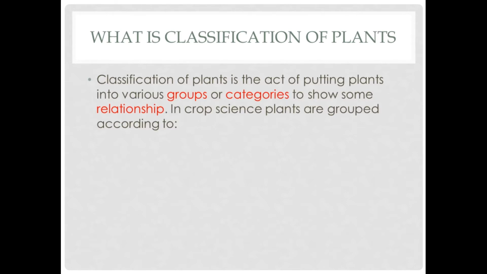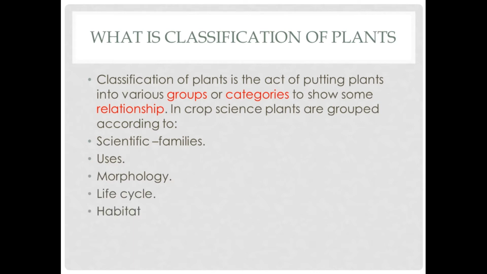So what is classification of plants? Classification of plants is the act of putting plants into various groups, categories to show some relationship. So plants are put into different groups or categories so that some kind of relationship is shown. And plants in those groups or categories have got some kind of similarities in them. In crop science, plants are grouped according to scientific families, uses, morphology, life cycle, and habitat.